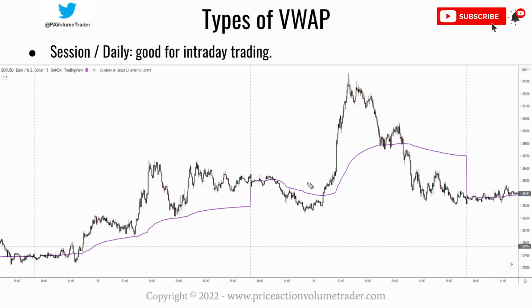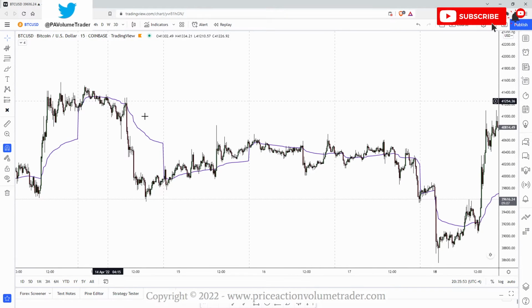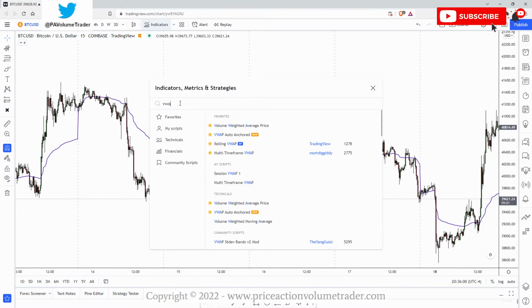You can use that to help yourself in your day trading. If you go on a chart here, for example, this is a Bitcoin chart, 15 minutes. This is a session VWAP indicator on TradingView. You just go to indicators and type VWAP. You've got a bunch of different ones here, plus user generated ones.